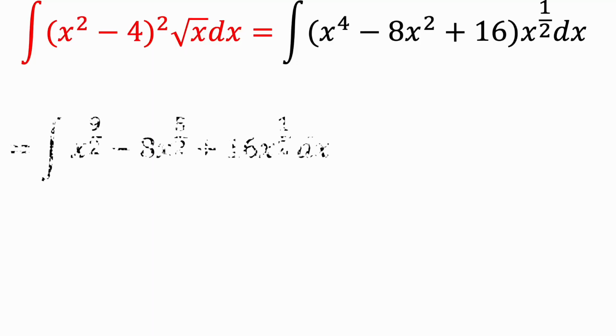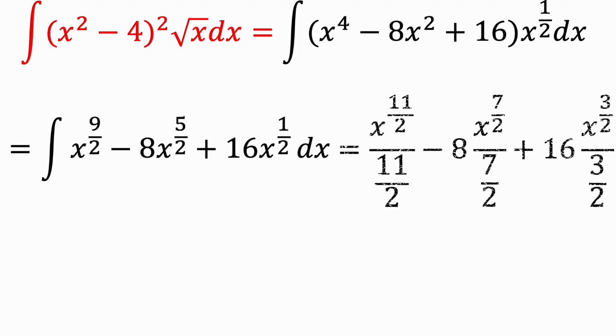Multiply x to the power of 1/2 by the terms inside. Since the bases are the same, we simply add the exponents. The terms are combined. Now we have simple powers of x. This is the main rule. We add 1 to the power, then we divide by that new number. Finally, I wrote the answer back in radical form.